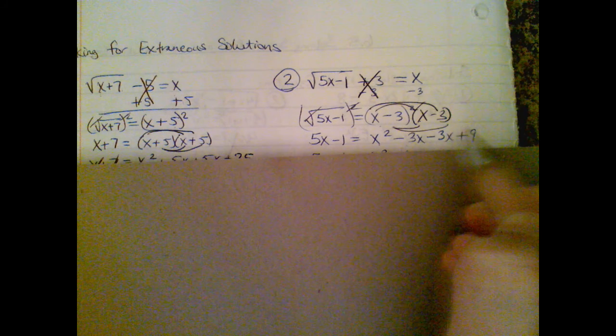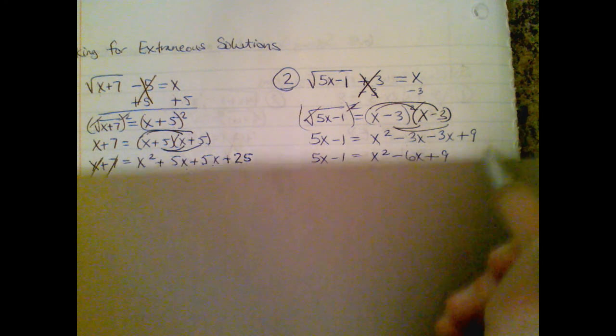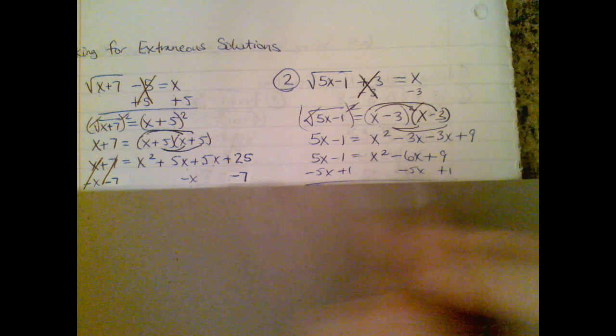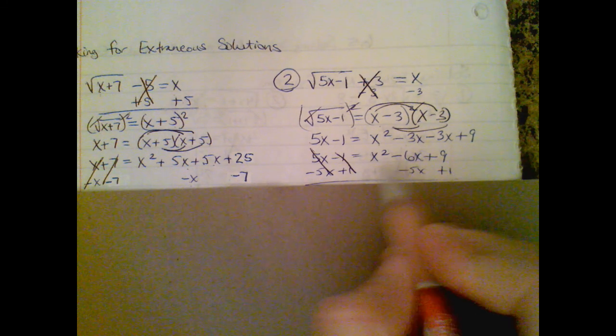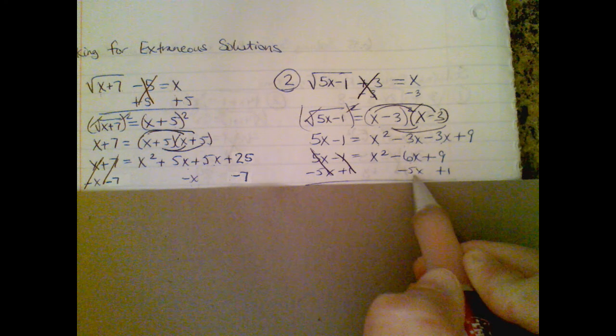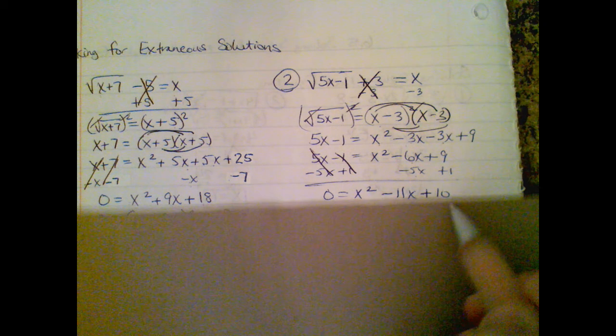Negative 3x, and then positive 9. And then I'm going to get it all set equal to 0 and combine my like terms. So I'm going to subtract the 5x over, add the 1 over, those cancel. So I have x squared. Negative 3x minus 3x is negative 6x, minus the 5x is negative 11x. 9 plus the 1 then gives me 10.